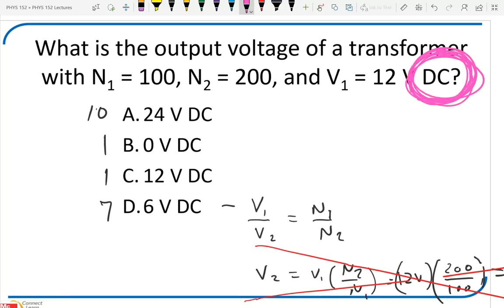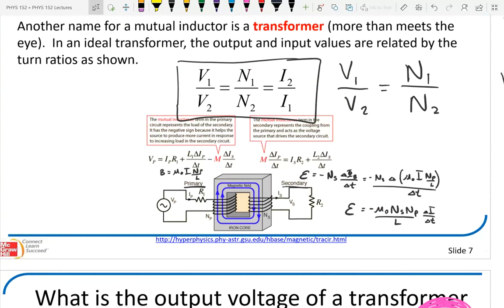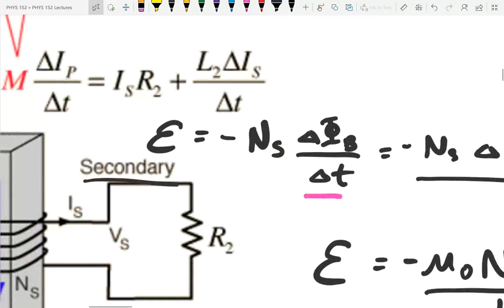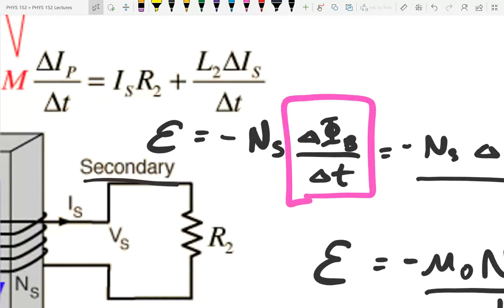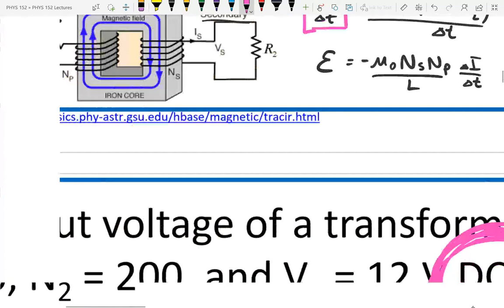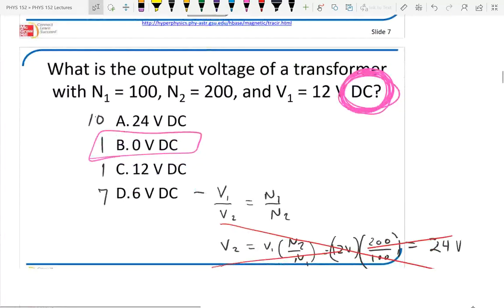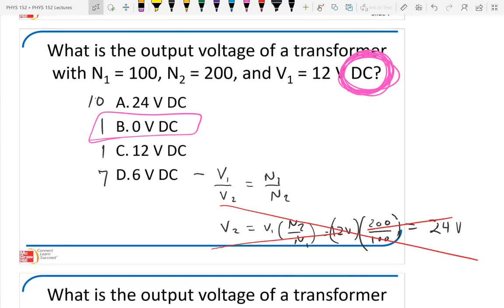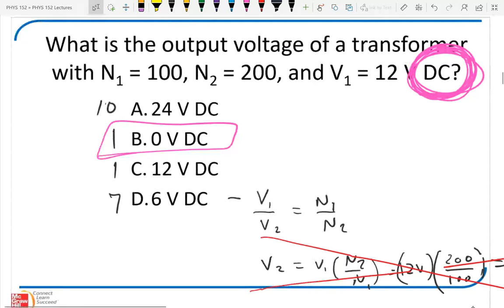DC. What is the output if you put DC into a transformer? It's 0 because the transformer requires a change in flux. Our work up here had as a key for the output voltage the change in flux. If it's DC, that's 0. End of problem. Doesn't matter how much voltage you put in, there's no change in flux, there's no output. There's a flux, just not a change. And so the correct answer was 0 because it was direct current.